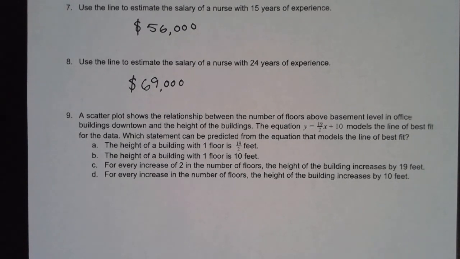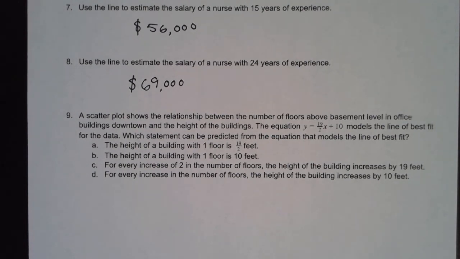Finally, for the last question, it says a scatter plot shows the relationship between the number of floors above basement level in office buildings downtown and the height of the buildings. The equation y equals 19 over 2 x plus 10 models the line of best fit for the data. Which statement can be predicted from the equation that models the line of best fit?